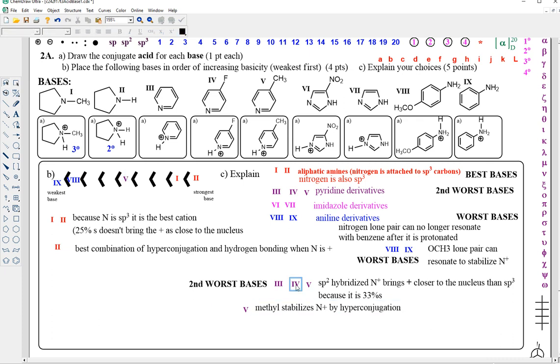The fluorine in 4 destabilizes N plus by inductive effect. Sometimes an inductive effect is a negative effect. When you're pulling electrons away from a cation like fluorine does, that destabilizes the cation. So that puts fluorine as the worst in this trio. And nothing on the pyridine at all as the middle.